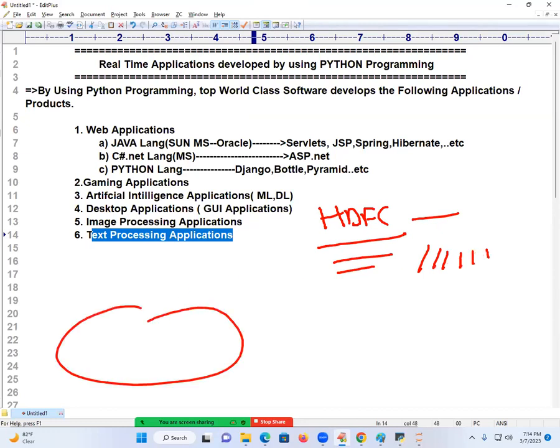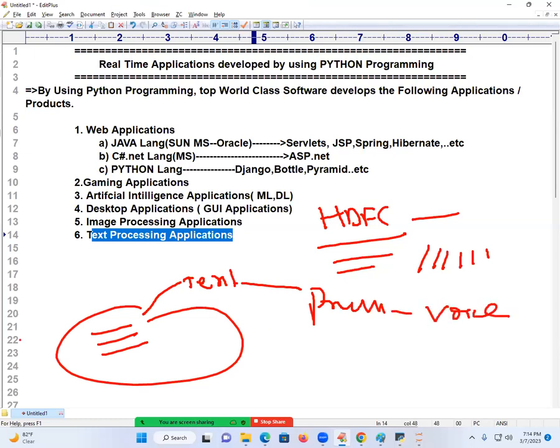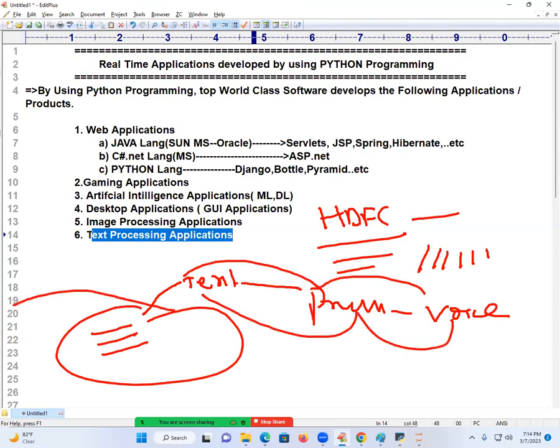That means originally they are writing some sentences. Please take the cash, take the cash. That is actually a sentence. That sentence is called what? Text. Processed into what? Voice. A text processed into voice. Voice can be processed into what? Text. Text processing mechanisms we can call it.